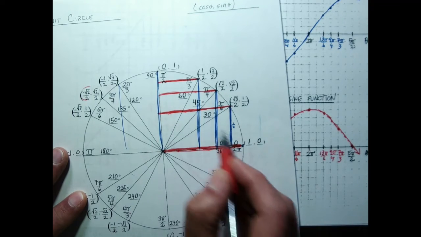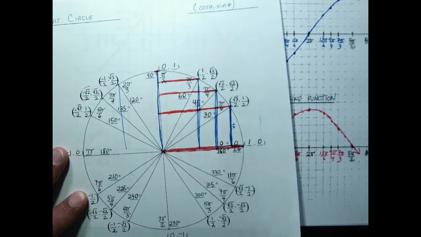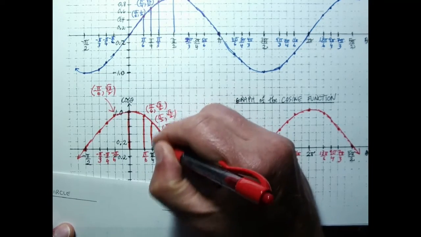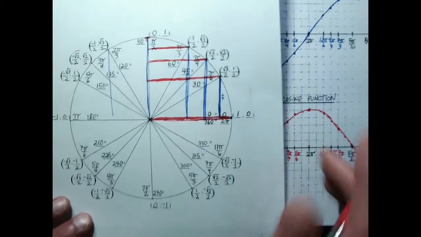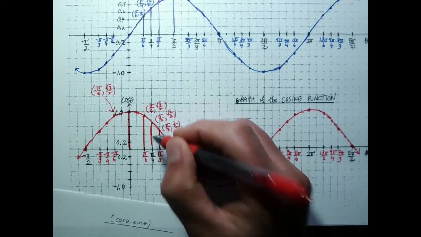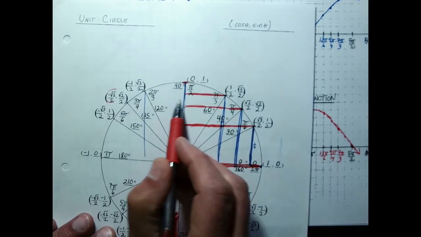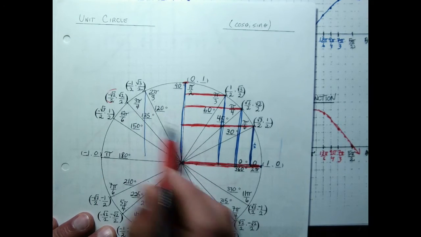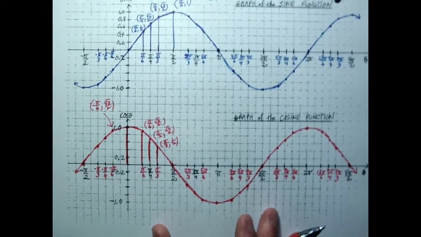So notice as the angle increases, these red lengths get shorter and shorter till they're finally 0 at pi over 2. That corresponds to these red lengths on the graph of cosine. They're horizontal here because they're x-coordinates. On the graph of cosine, they're vertical because they've now become y-coordinates on that graph. When we increase past pi over 2, they become negative. Okay.